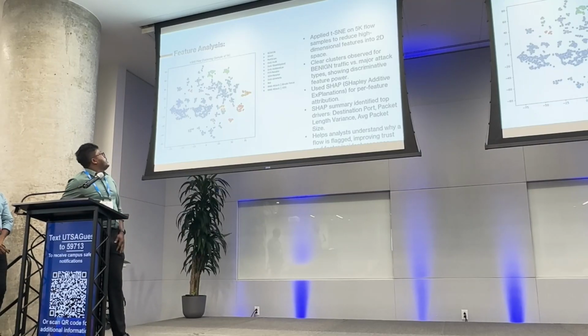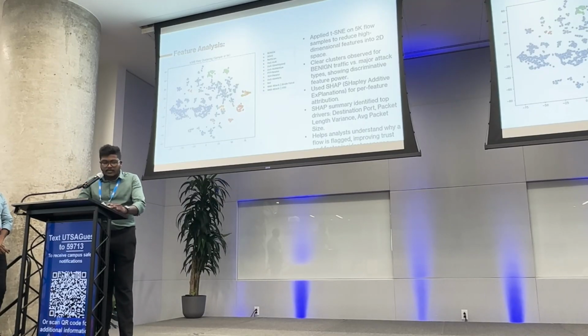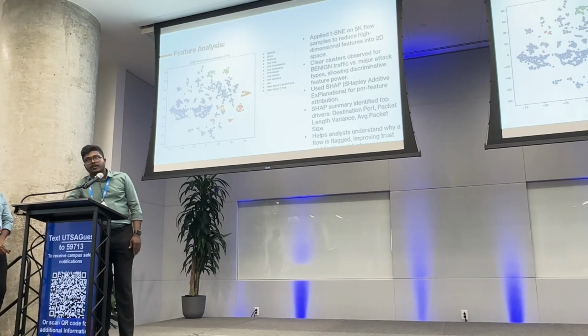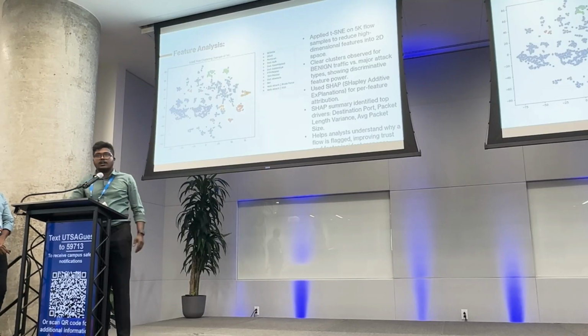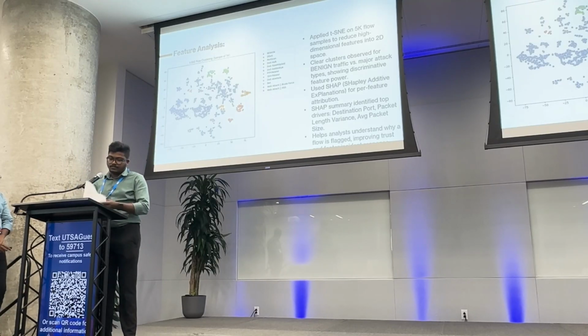Here you can see all the clusters, all the benign traffic on one side and all the major attacks on the other side. You can see all the clusters: the blue color is on this side and the red color is on this side. Those are the major attacks, these are the attacks which we can tell you.